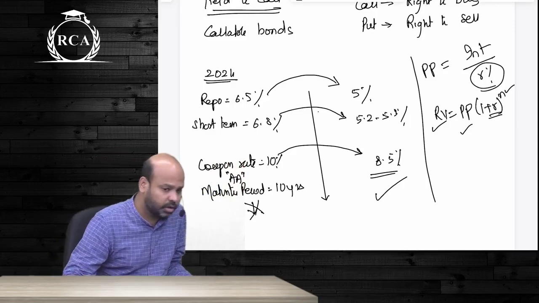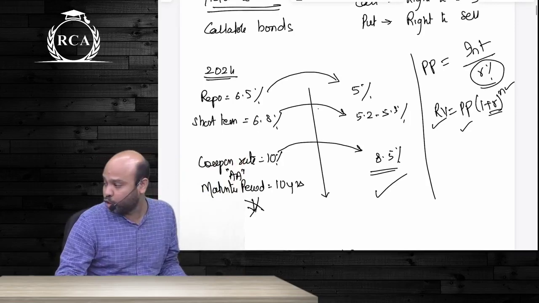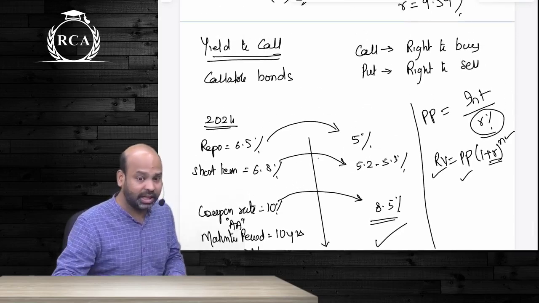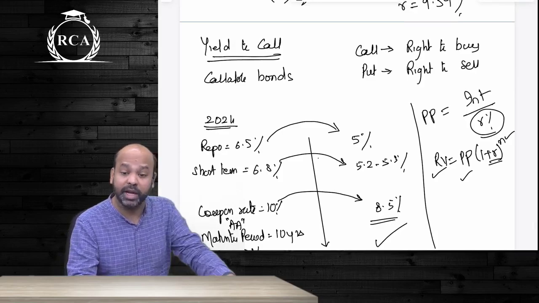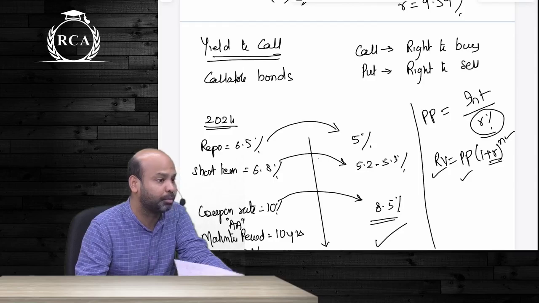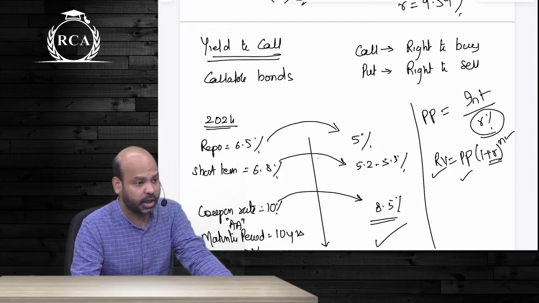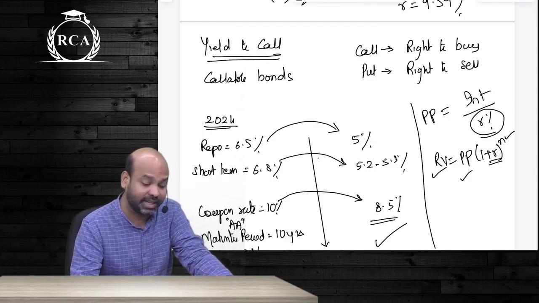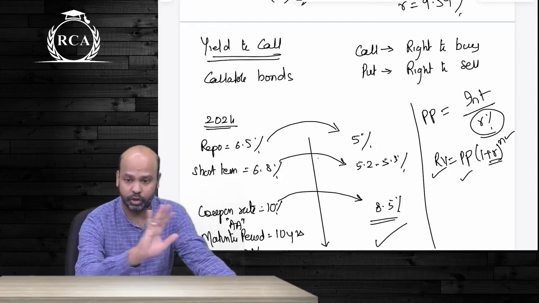Are we clear? Then guys, we did the concept of yield to call. YTC is in respect of callable bonds. In case bonds are issued during periods of high interest rates, organizations might want to include a clause wherein they will be able to buy the bonds before the maturity period. Such bonds are called callable bonds. YTC is exactly the same as YTM. Computation, no change.